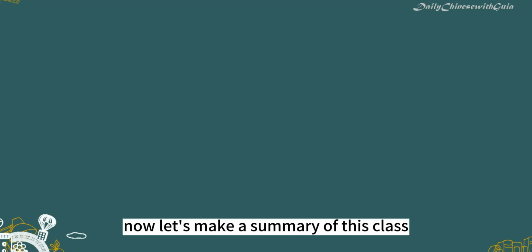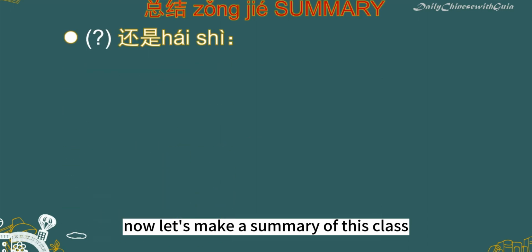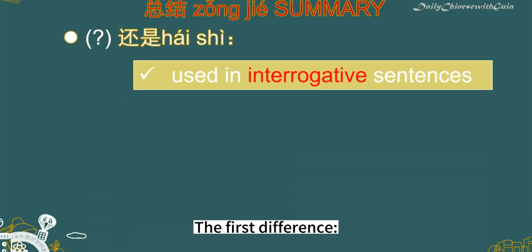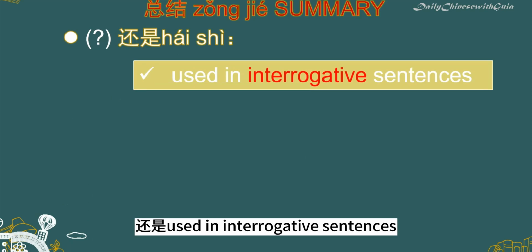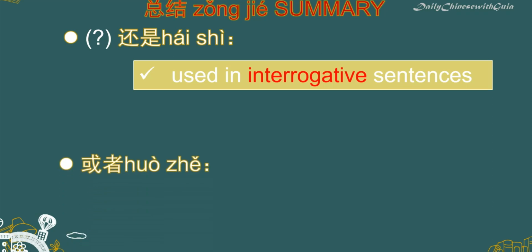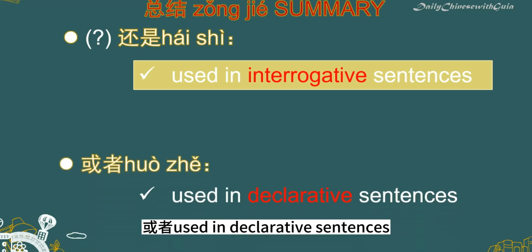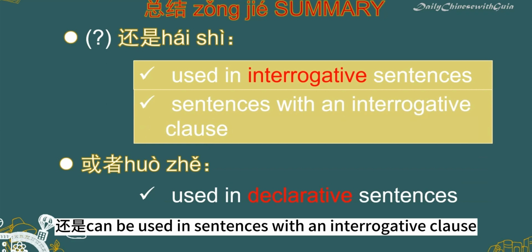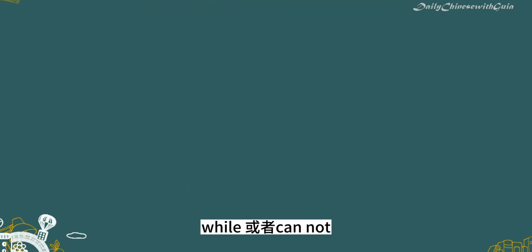Okay, now let's make a summary of this class. We learned the difference between 还是 and 或者. The first difference is 还是 is used in interrogative sentences, while 或者 is used in declarative sentences. The second difference, 还是 can be used in sentences with an interrogative clause, while 或者 cannot.